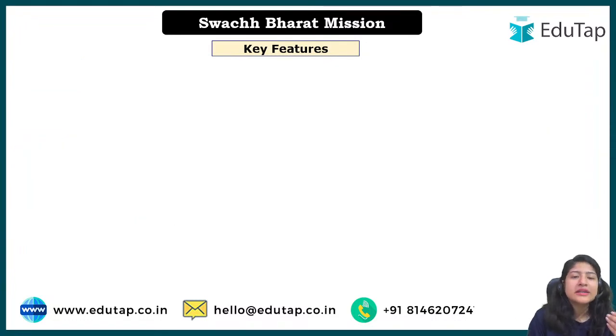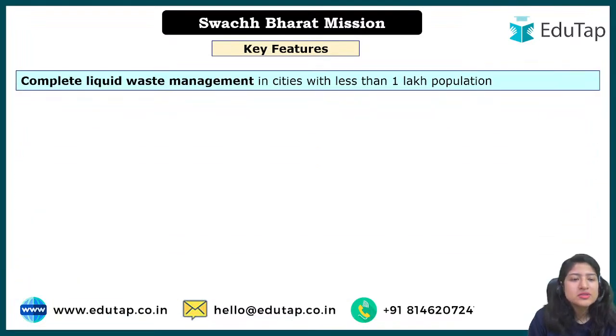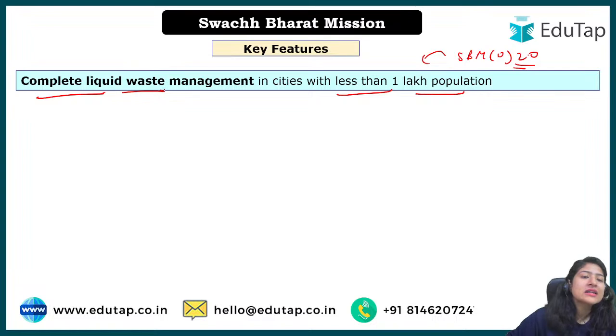Next, some of the other key features, and here now let's look at the key features that will be implemented according to the difference of the population. We have understood, right, that for different population there is a different financial outlay that will be distributed between center and state, right? Now just have an idea of that. So for the cities with less than 1 lakh population under the Swachh Bharat Mission Urban 2.0, what will be done? Focus will be on complete liquid waste management.